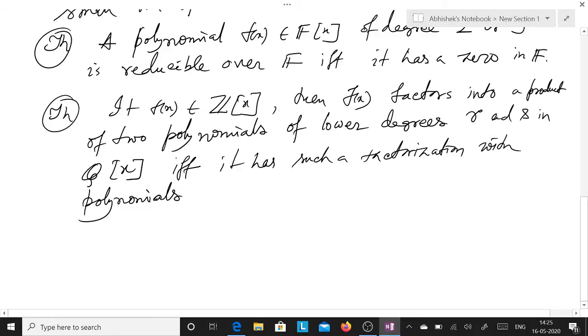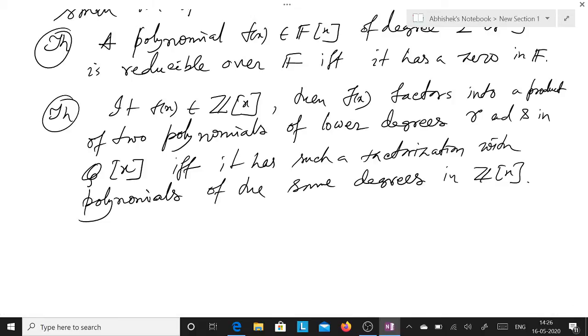Factorization with polynomials of the same degrees in the polynomial ring Z[x], that is over the ring of integers. So if f(x) be a polynomial with integer coefficients, then f(x) factors into a product of two polynomials of lower degrees in Q[x] if and only if it has such a factorization with polynomials of the same degrees in Z[x] also.